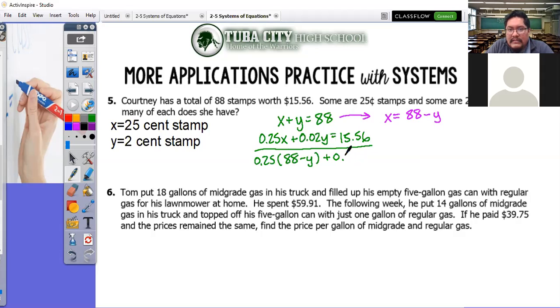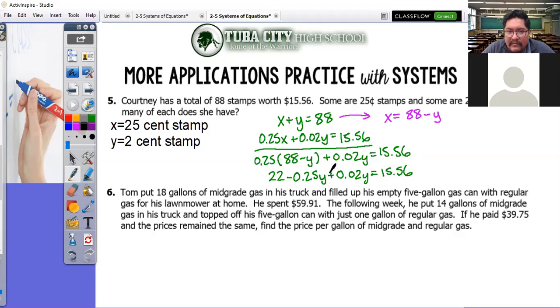Okay, 0.02y equals 15.56. Okay. Make sure I plug it in the right place, make sure I didn't change any of the numbers, and I think we are ready to go. So in this case, 0.25 times 88 would be 22, minus 0.25y plus 0.02y. And all I did was use the distributive property.